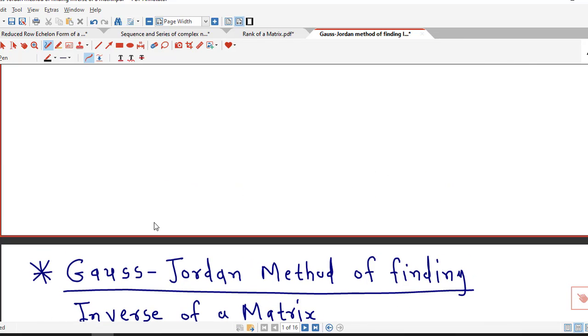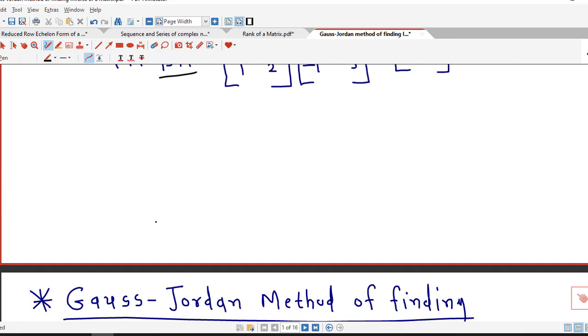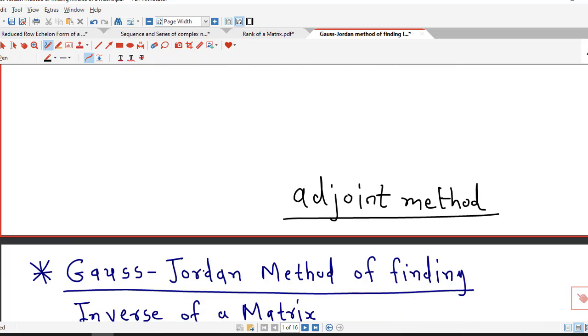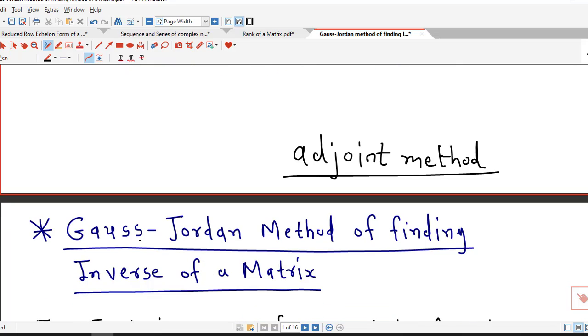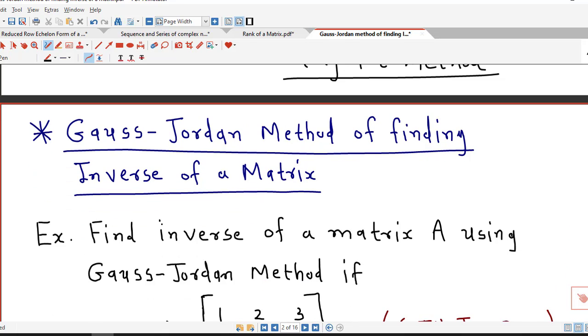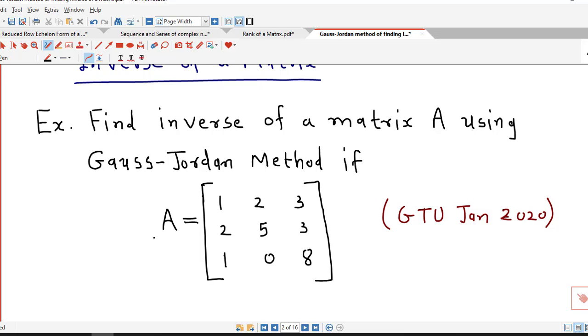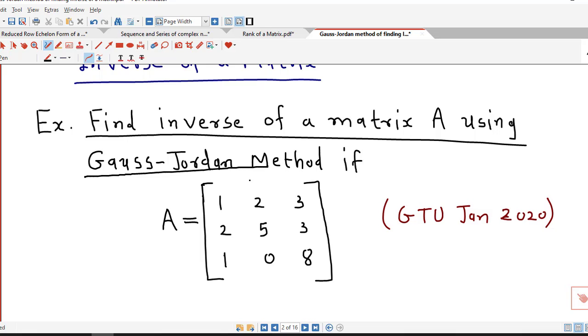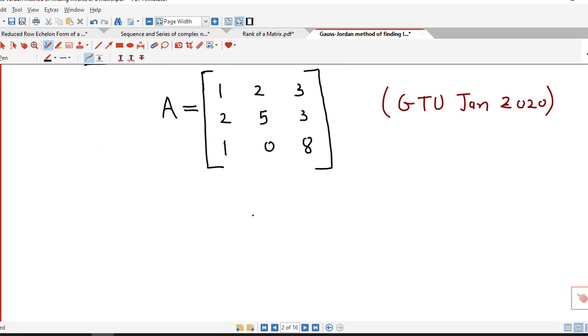So to find out inverse of a matrix, we have seen adjoint method, or you might have understood adjoint method in your school class, but here we are going to discuss inverse of a square matrix using Gauss-Jordan method. So we discuss the method with the help of example. Find inverse of a matrix capital A using Gauss-Jordan method for this matrix capital A.